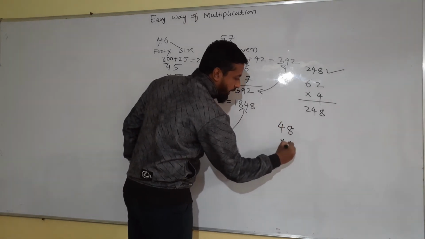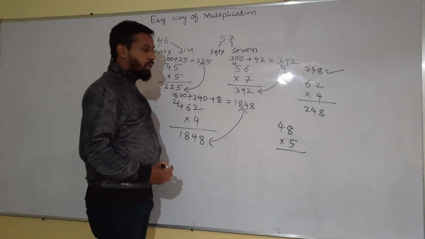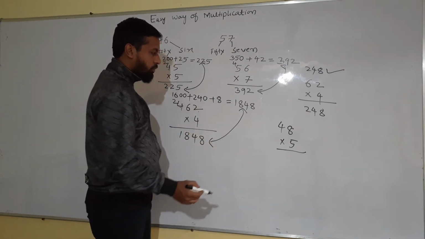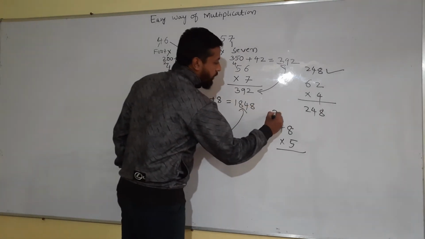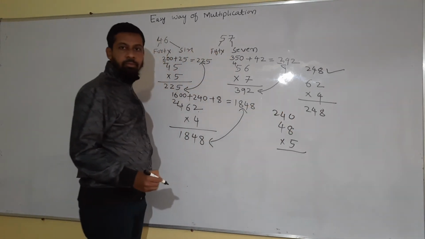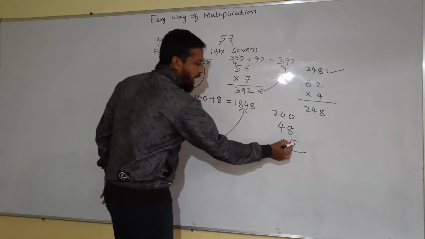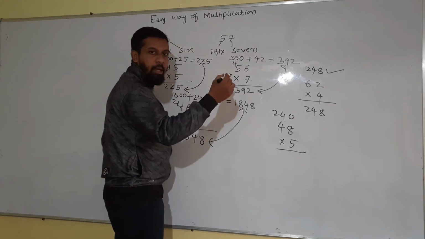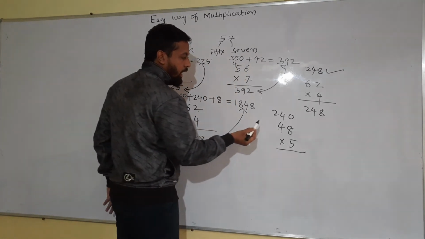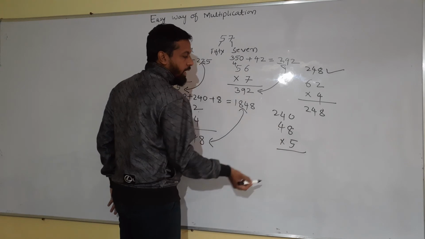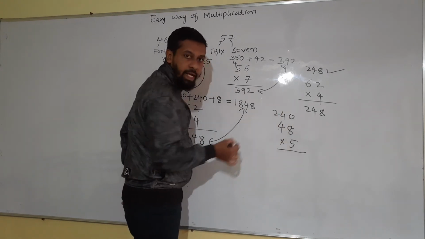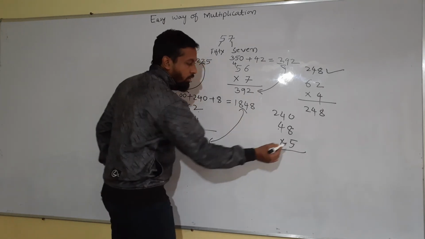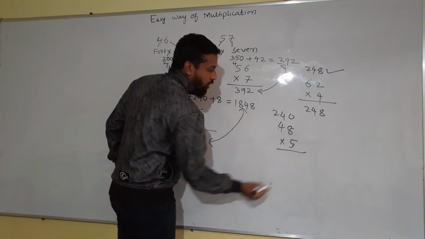48 into 5. Now, I will tell you the answer without solving. It will be 240. How? 5 4s are 20. 20 will become 200, because this is 40, it will become 200. 200 plus 5 8s are 40. 200 plus 40, 240.